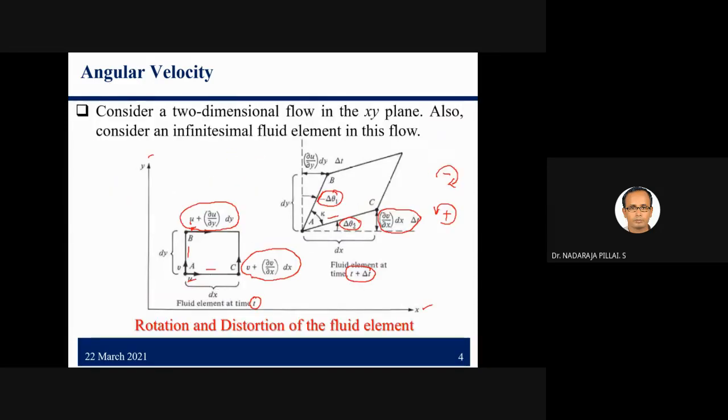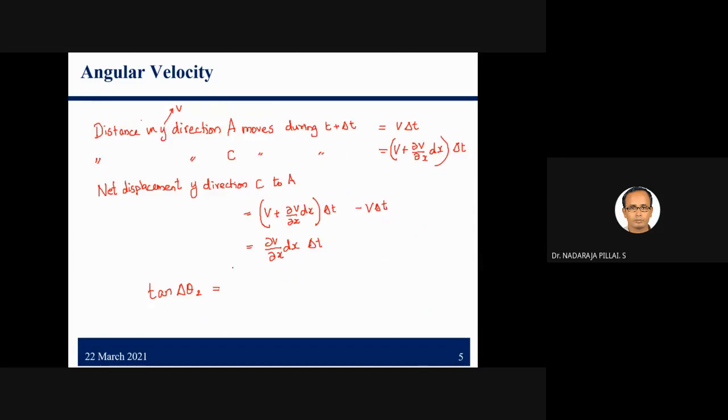Tan del theta 2. This is theta 2, right? And you have the two components. So I want to calculate tan del theta 2, and you know this distance now, and you know this distance also. So we can write tan del theta 2 is equal to dou v by dou x into dx into delta t, divided by dx. So that is equal to dou v by dou x into delta t.